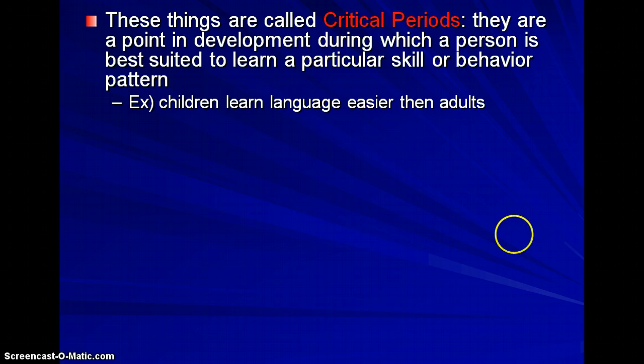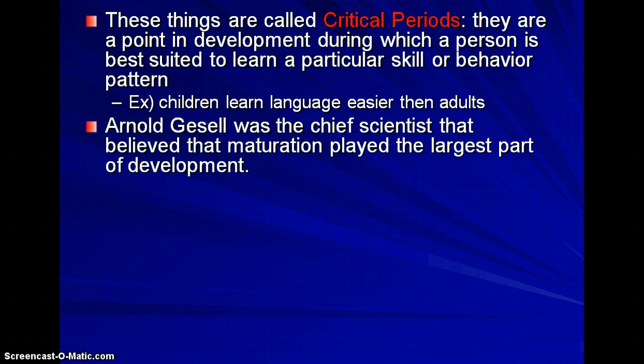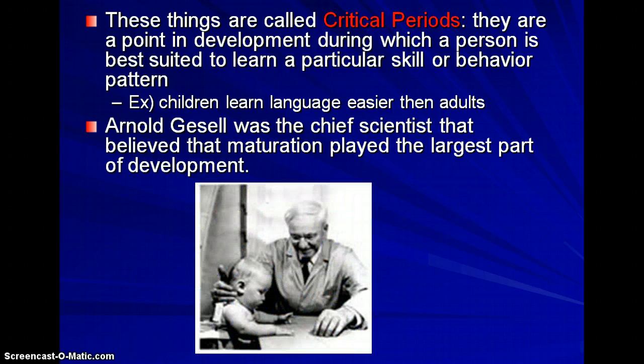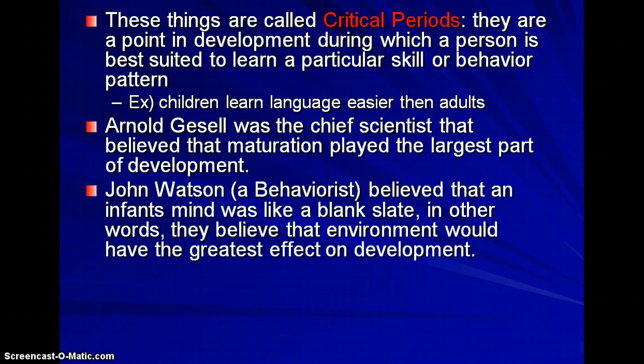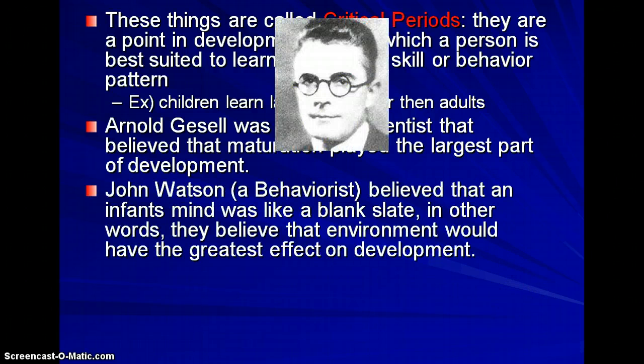So it's pretty impressive. The main guy behind maturation was a guy named Arnold Gesell. There's the picture of Arnold right there. He said that maturation was the largest part of development. In other words, he was the nature guy, not nurture. All right. John Watson, who was a behaviorist, was more the other side of that. He said a little kid's brain is like a blank slate. He believed that environment would have the greatest effect on development. So these are the two opposite scientists. One says it's nature, and Watson says it's nurture.